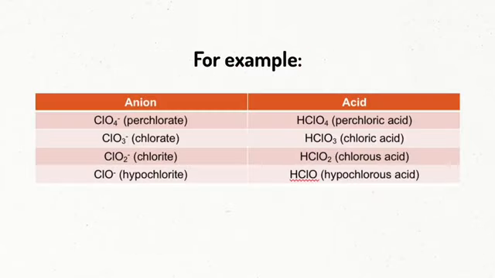A great example of the progression is the chlorine series. Starting with the chlorate ions, we get chloric acids. Add an oxygen to get perchlorates and perchloric acid. Removing oxygen gives us chlorite and chlorous acid. Removing one more oxygen results in hypochlorite and hypochlorous acid.